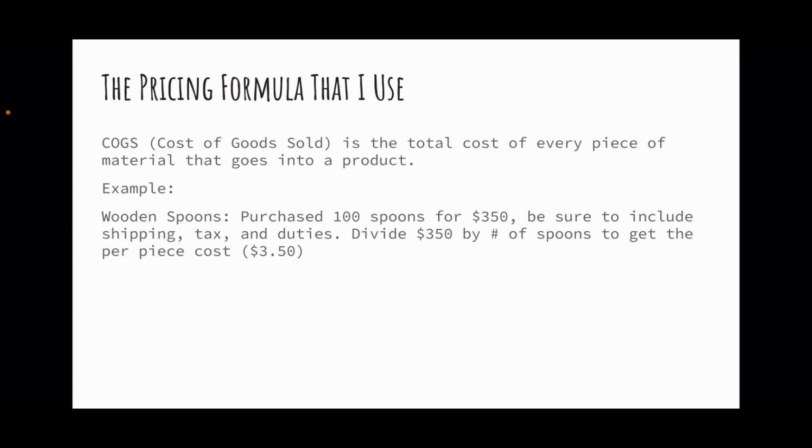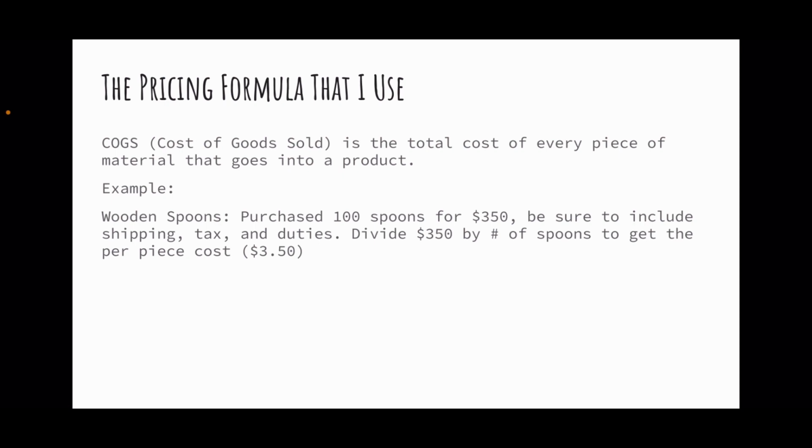So for the example, I'm going to price my wooden spoons just because it's easy for me and it's something I use all the time. These are not my actual numbers. They're just numbers that I pulled off the top of my head. So they aren't exact, but they are pretty close to my actual numbers. So you should get a good idea, okay?